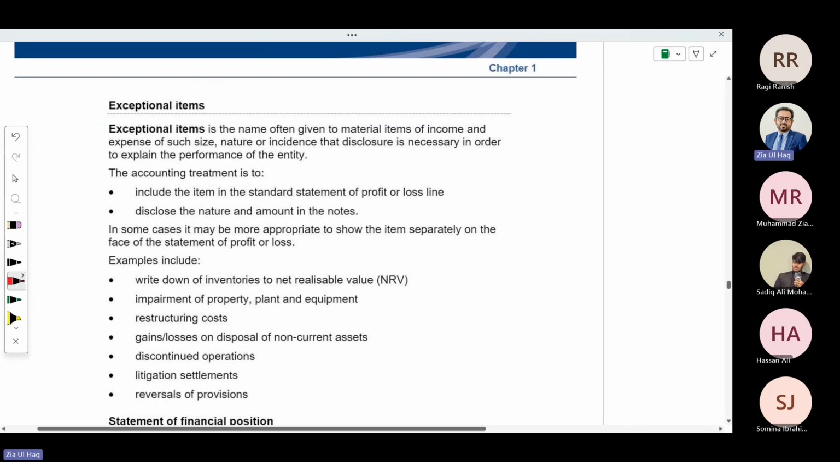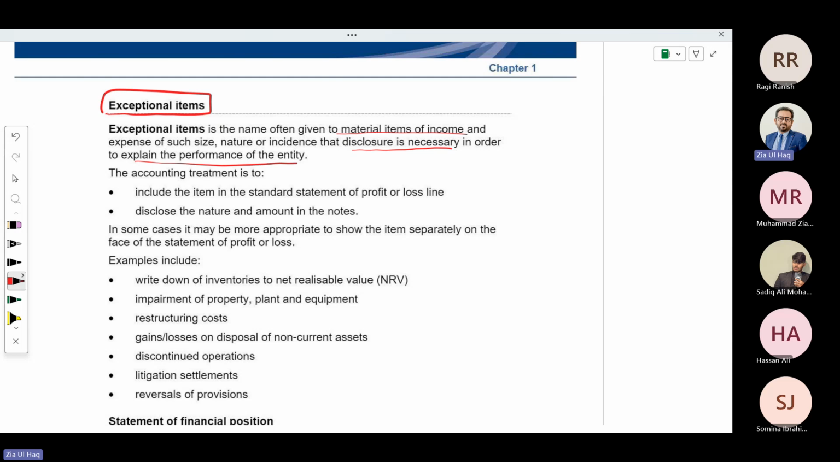So let's discuss one small topic, exceptional item. Exceptional item means there are some account head about which you need to disclose something in the notes to the accounts. Who require those disclosure? Yes. So exceptional items is the name often given to material item. Material means big items, important items of income and expense of such size, nature, and incident that disclosure is necessary in order to explain the performance of the entity.